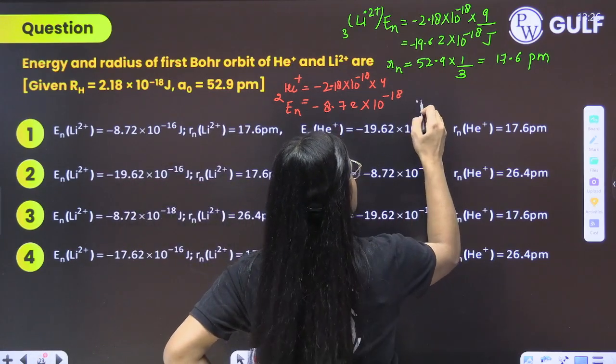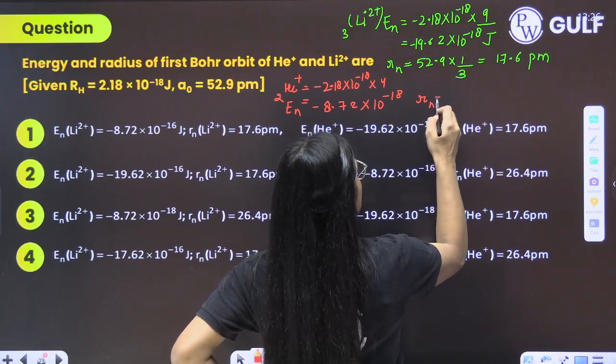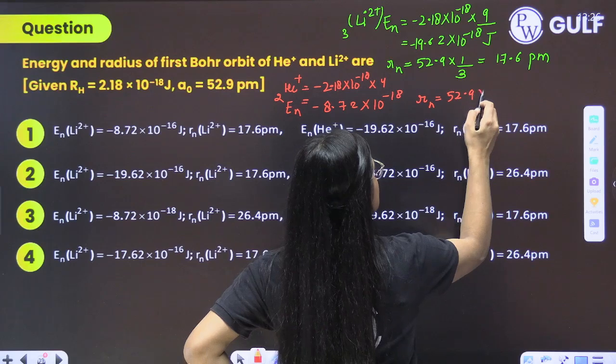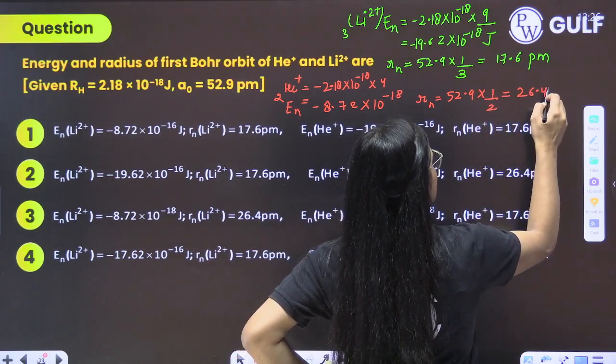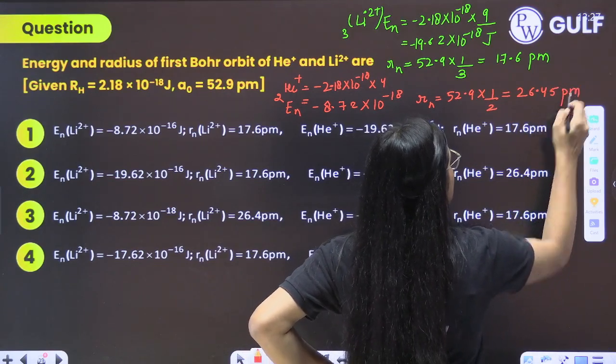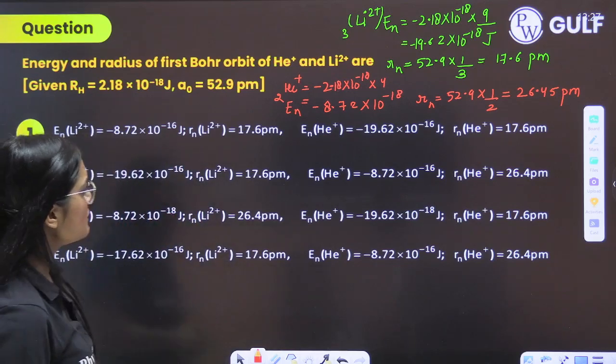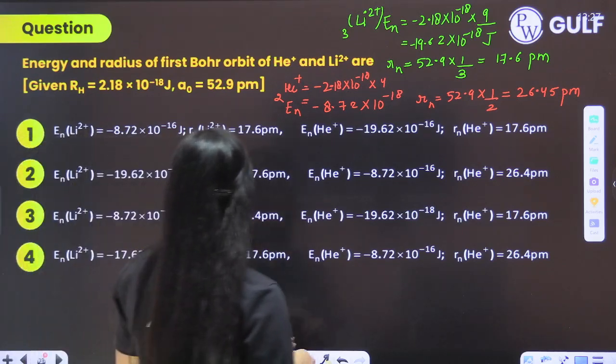And let's calculate the radius as well. That is 52.9 N square by Z. And Z value here is 2. So 52.9 divided by 2 gives 26.45 picometer. So let's check which option is correct.